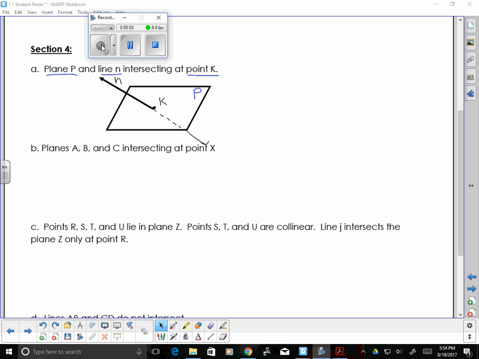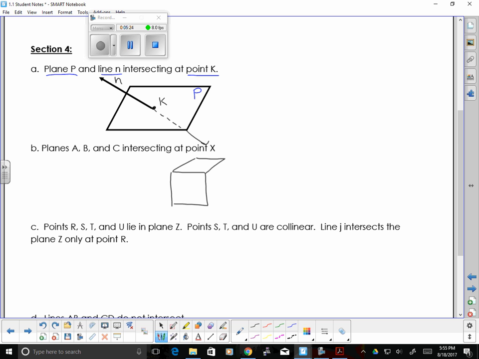All right, planes A, B, and C intersecting at point X. So when you have multiple planes intersecting, a good starting point is to think about drawing a box. And if we need practice drawing a box, just draw a square. And then that top edge is going to be like the bottom edge of a parallelogram. Okay, that's the top of the plane.